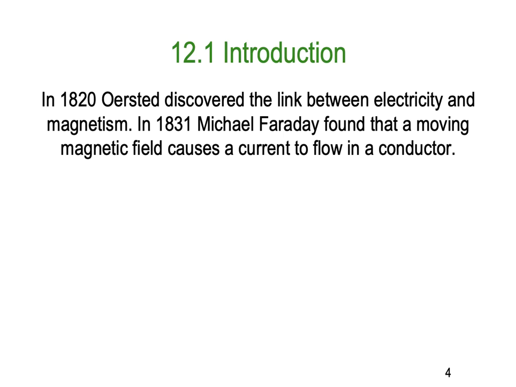In about 1820, Oersted discovered the link between electricity and magnetism. In 1831, just a few years later, Michael Faraday found that a moving magnetic field causes a current to flow in a conductor.